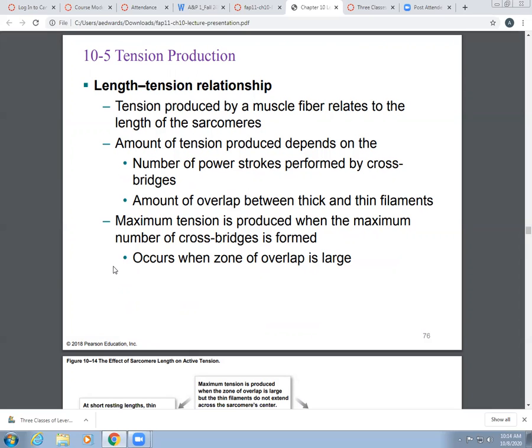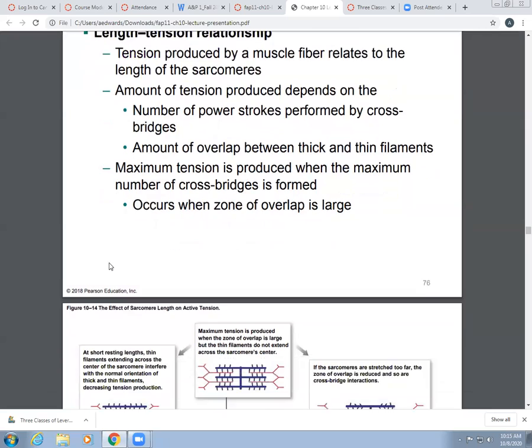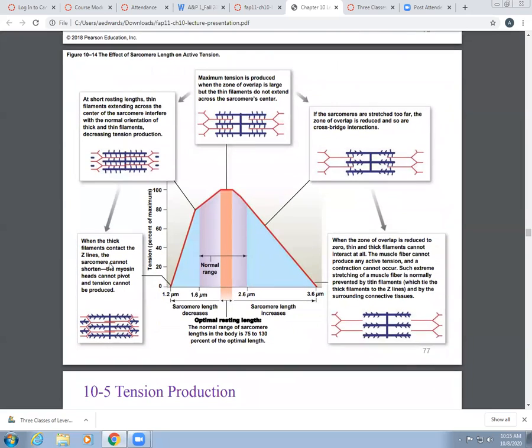So the maximum amount of tension is produced when you get the most cross bridges, right? You get more cross bridges, you get more tension. When you have more cross bridges, you actually increase the zone of overlap, right? Those cross bridges, those power strokes, are moving the actin closer to the M line. All right.